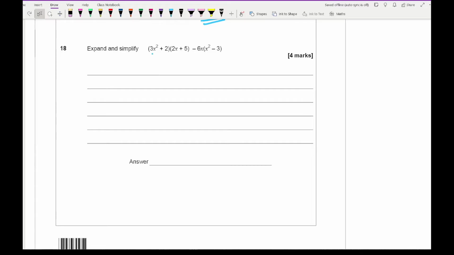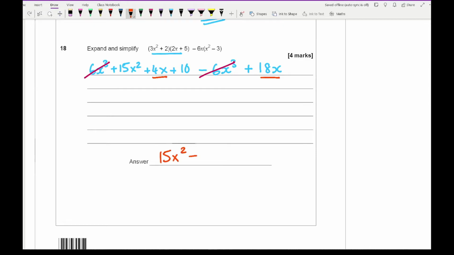Then looking at question 18, it says expand and simplify. So what we need to do here is pick which set we're going to expand first. Well, let's go for these double brackets first. So here we're going to end up with 6x cubed plus 15x squared plus 4x plus 10 minus, and then 6x times x squared gives me minus 6x cubed, and then plus 18x. Then from this, all I then need to do is simplify, so that's going to cancel with that, and then I can collect 4x with 18x, giving me a total of 15x squared plus 22x plus 10.